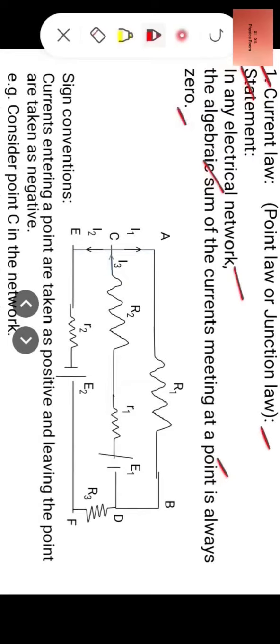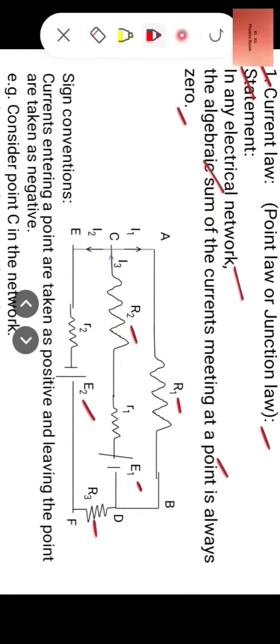Now look at the complicated circuit as shown in the diagram. It has three resistances R1, R2, R3 and two batteries with EMF E1 and E2. So it is difficult to solve this circuit with Ohm's law. But with Kirchhoff's law, we can solve such a circuit.